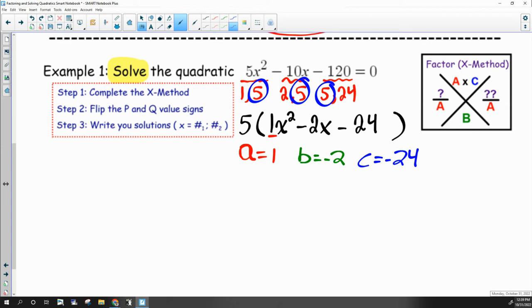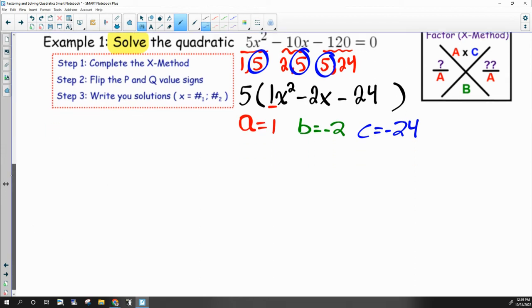Yes, we are going to do the x method. Yes, we will multiply our A times C and put our B on the bottom, but we need to know what A, B, and C are first. That is our A, B, and C. Remember, the greatest common factor just floats out front until the end.